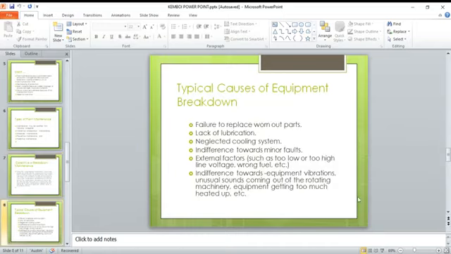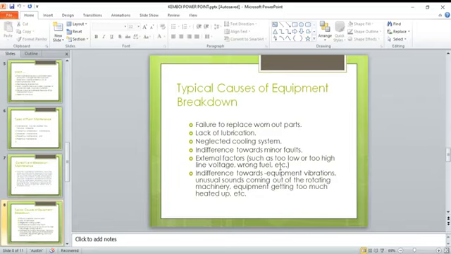The causes of breakdown maintenance: failure to replace parts like belts will cause a breakdown; lack of lubrication, when you are not lubricating your machine, it will cause damage to the machine. Neglecting the cooling system, you must cool your systems to maintain a required temperature, and when you don't do so, it will lead to breakdown. Indifference towards minor faults. When you ignore minor faults, they grow.